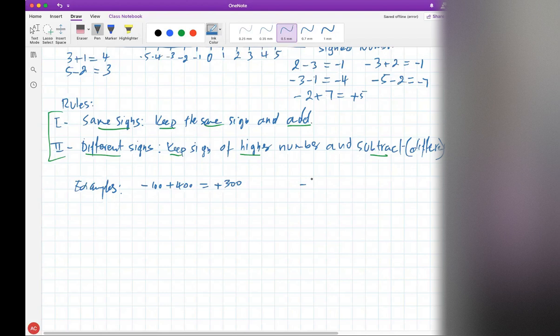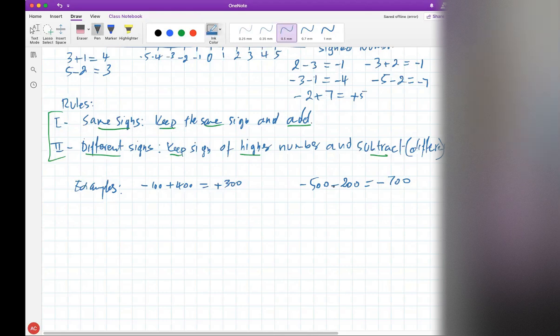What about this one? What do we get here? The first one. Same sign. You keep the same sign, and you add. Keep the sign, 700. Negative 700. Keep the same sign and add. Minus 700. Okay.